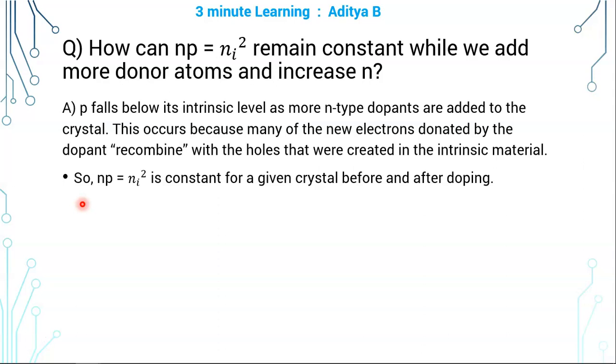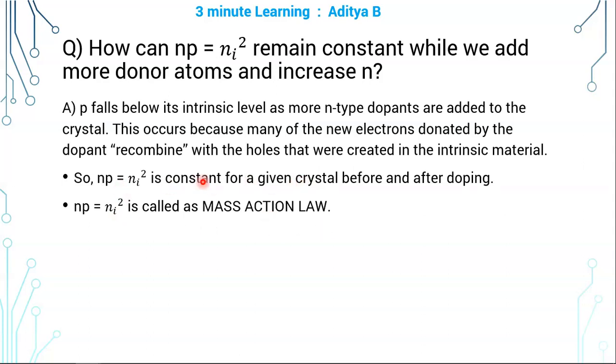Why? Because doping introduces only electrons. Prior to doping, the same number of electrons and holes are present. After doping, we are introducing only electrons because each donor atom gives one free electron. Some of these electrons recombine with the existing holes, so holes decrease. The product n into p will still remain constant and is equal to ni square. n into p is equal to ni square is valid before and after doping, and this is called the mass action law.